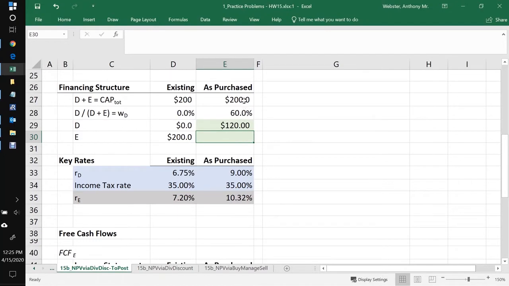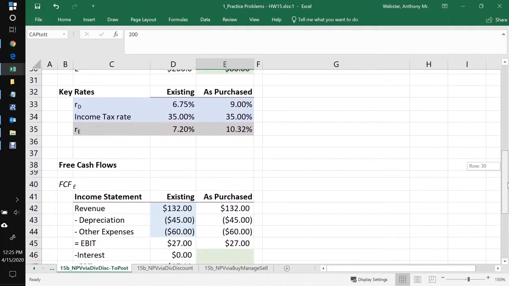If the total capitalization is 200, the debt portion of that is 120, the equity portion of that has to be the difference between the two. So 200 minus 120, and that's 80 in most circles. So 80 plus 120 still equals 200. So total capitalization has not changed there.